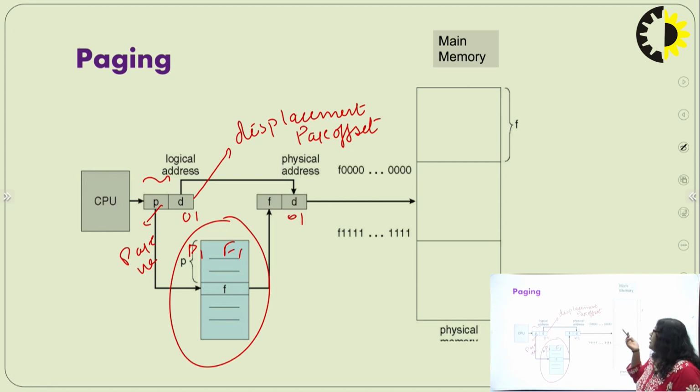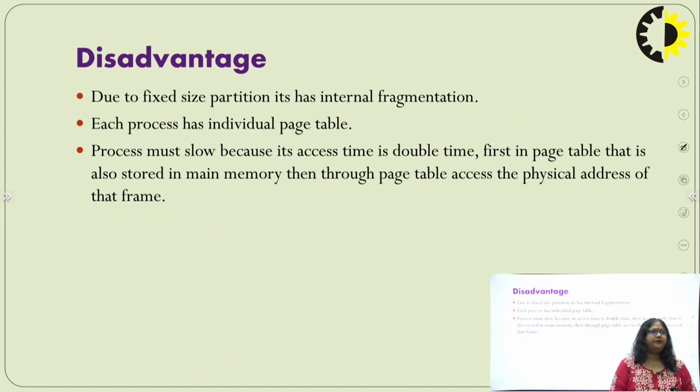This is the physical memory, basically. So we fetch the data, or the information about that particular data, from the main memory by using the paging scheme with address translation from logical to physical. The disadvantage is that, due to the fixed size partition, it has internal fragmentation, but it avoids the problem of external fragmentation. This is the advantage of that.